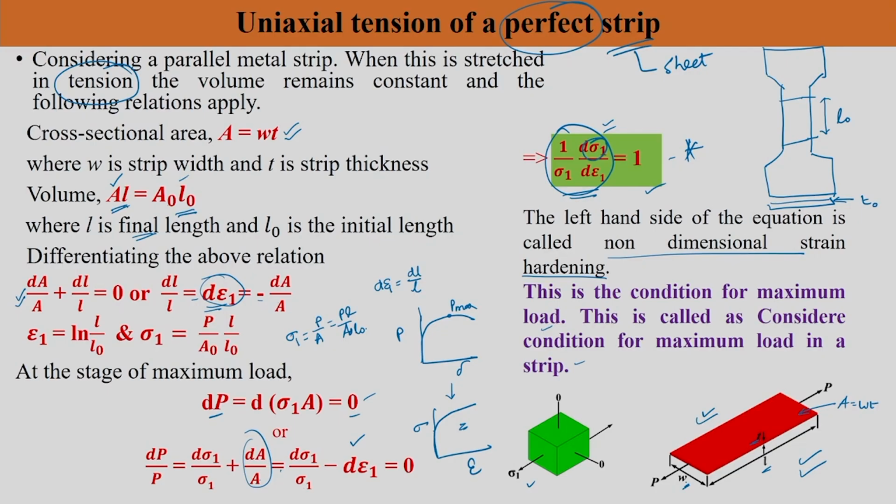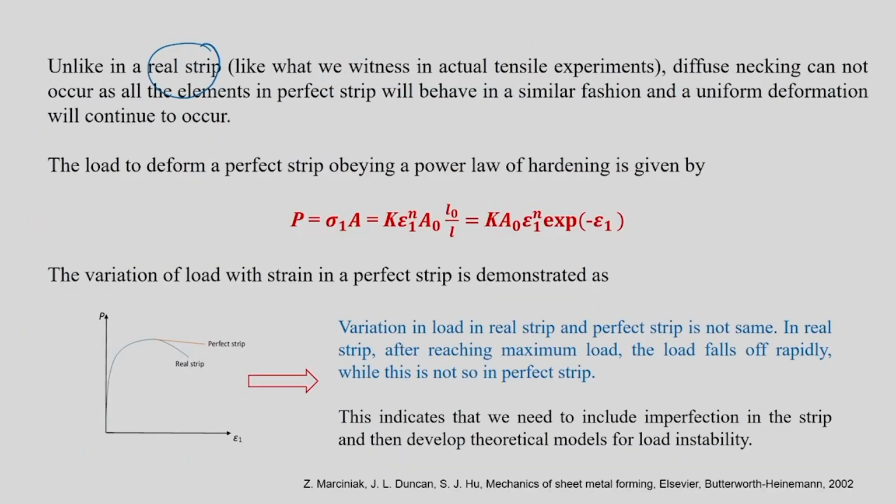Either we use a real strip or imperfect strip, and opposite to that is a perfect strip, like what we have seen here. Unlike in a real strip, which means what we witness in actual tensile test experiments, because it is a perfect strip, necking will not happen at all. So diffuse necking cannot occur in all the elements in the perfect strip.